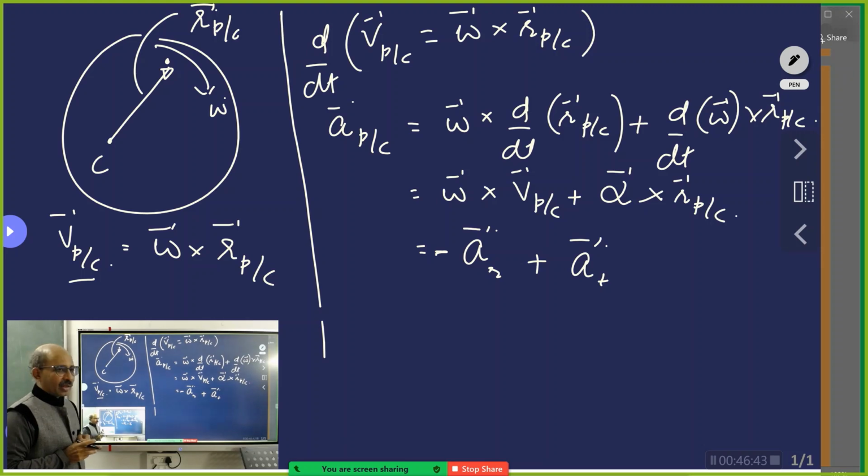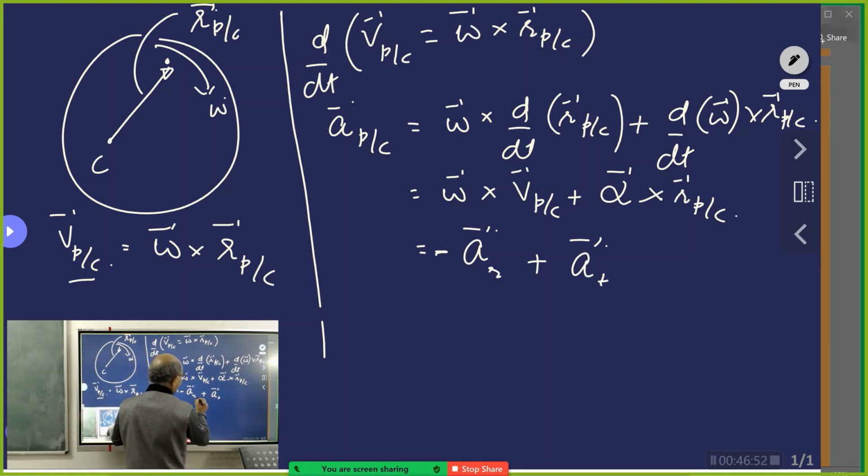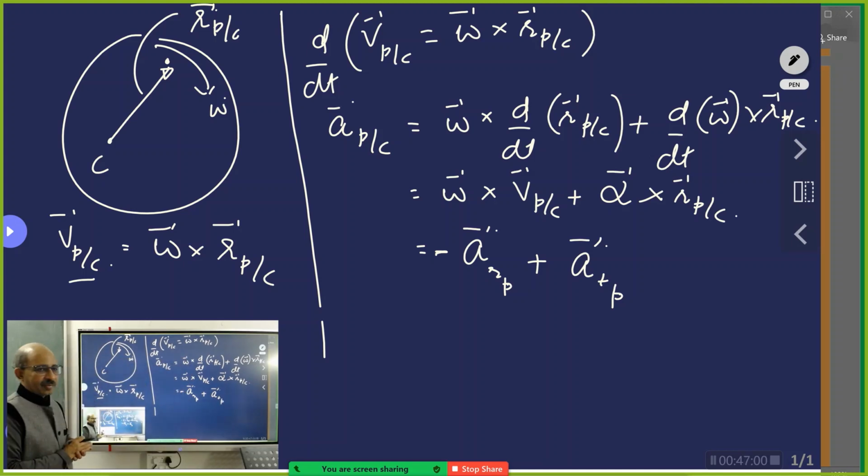Did you get it, all of you? So this is how you will develop the relationship. So therefore now, what is this? This is the radial component of particle P. This is the tangential component of particle P. Acceleration, I'm telling you. See, we are developing it like this.